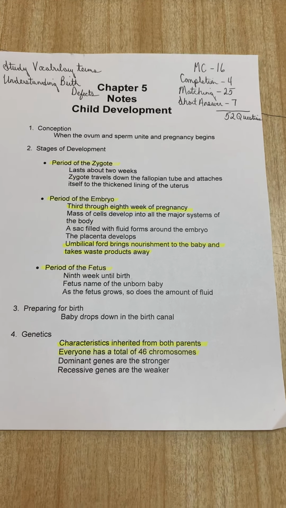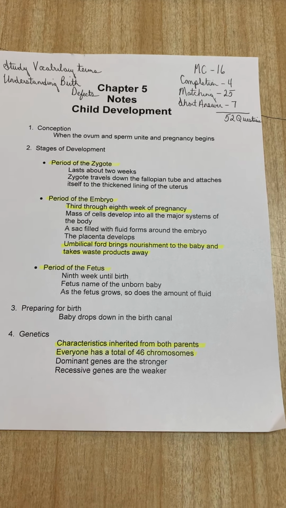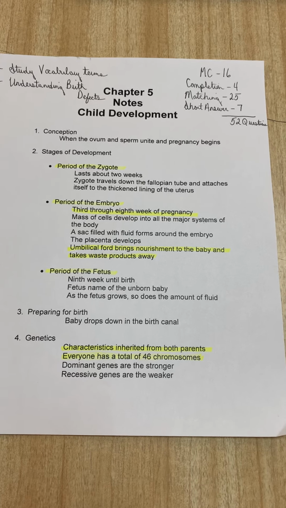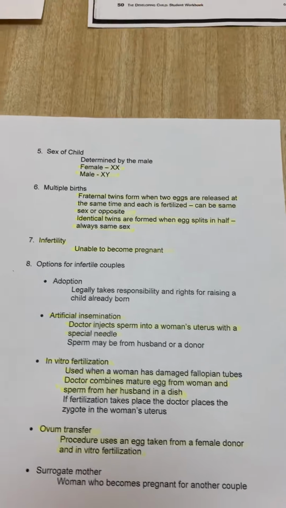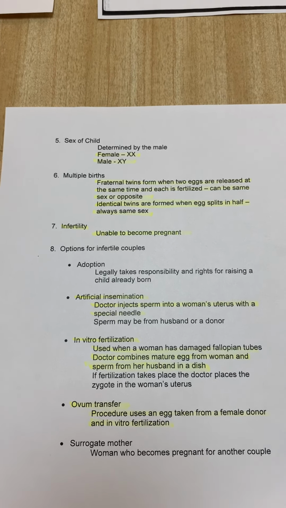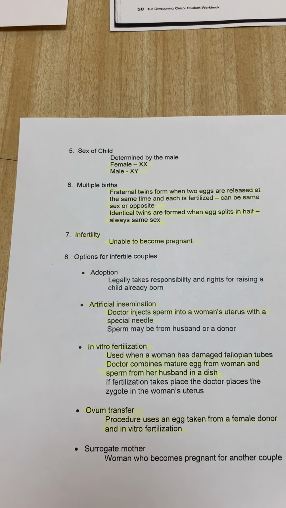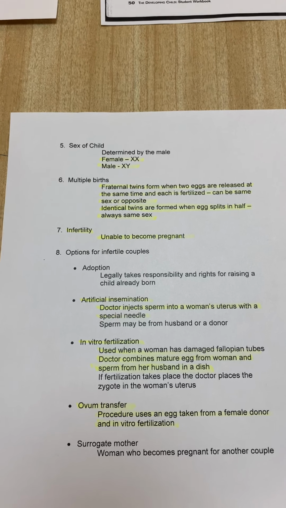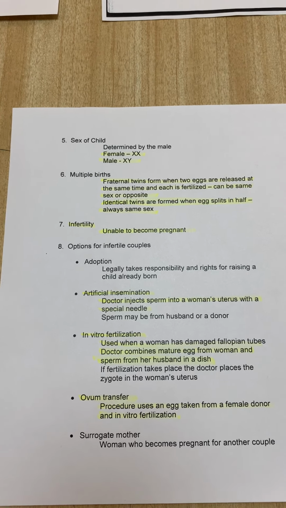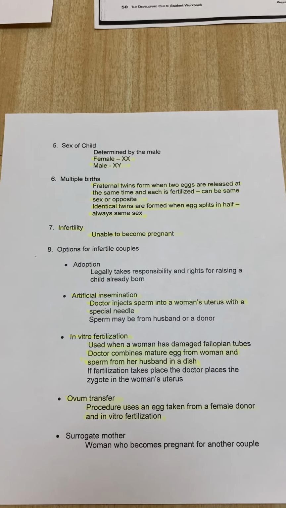You will need to know the total number of chromosomes. Each person has 46 chromosomes. We get 23 from our mom and 23 from our dad. The sex of the child is determined by the male. So the female has an XX chromosome and the male has an XY chromosome. And those are included in a short answer question as well.